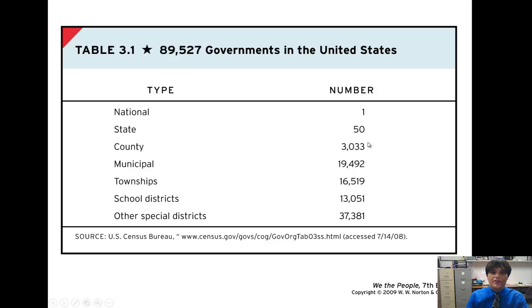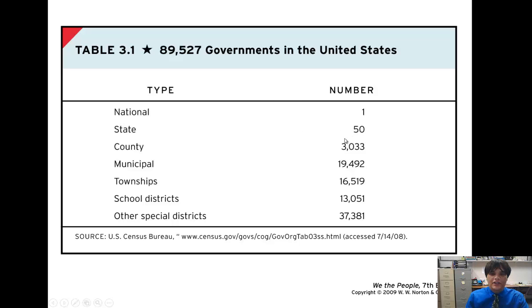And then below the state governments, you have 3,033 county governments as of 2008, and 19,492 municipal governments as of 2008. I'm sure these numbers have changed slightly, but the two numbers that haven't changed are that we still have one national government and we still have 50 state governments. I can guarantee there will be a question on your test about how many state governments there are. I hope you know as U.S. citizens that there are 50 states within the United States. So that will be a question: how many state governments are there?